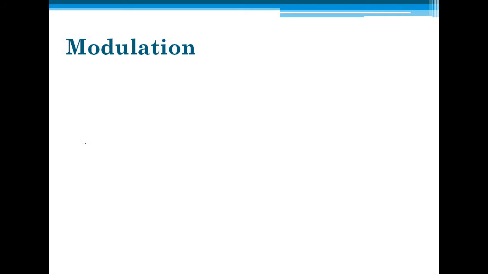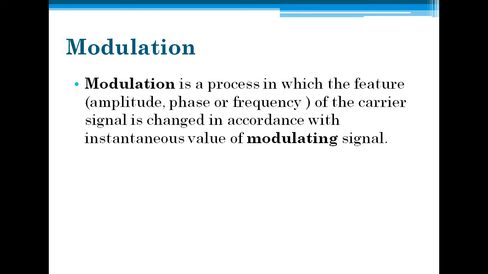In communication, generally we do not transfer the data as it is. If we transfer the data as it is, that technique is called baseband transmission. But baseband transmission has a restriction that it cannot be used over a longer distance. So to transfer a signal over a larger distance, we come to the concept of modulation. So what is modulation?